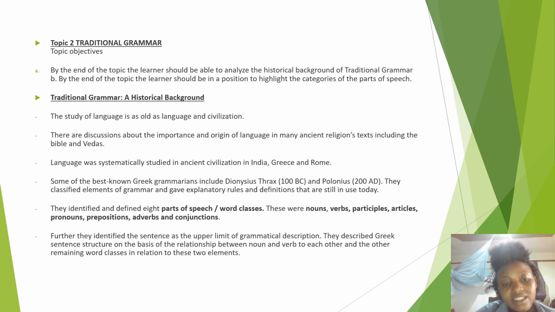Further, they identified the sentence as the upper limit of grammatical description. They described Greek sentence structure on the basis of the relationship between noun and verb to each other and other remaining word classes in relation to these two elements.